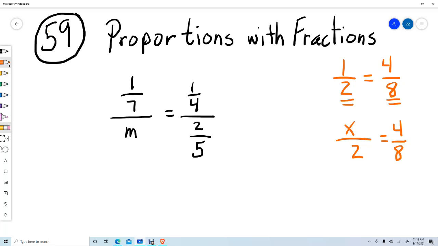And you do that by something we call cross multiplication, and then set those equal. So I'd multiply x times 8. I'm going to write the coefficient first, 8x, and multiply 2 times 4. And then we divide both sides by 8 to get our x all by itself on the left, and then x equals 1, right? And we can see that's how we solve that, and that would be a true proportion, okay?